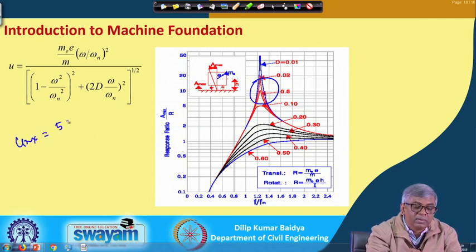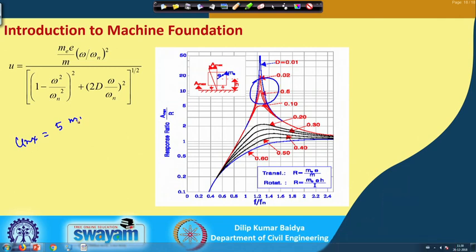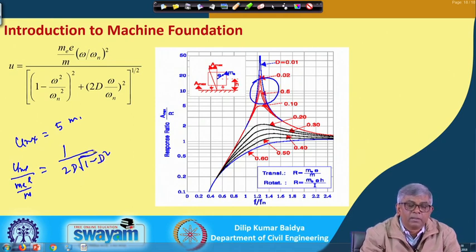U max is given as 5 millimeter. For this type of system, U max over m e over m will be equal to 1 over 2d under root 1 minus d square. This is the expression for maximum amplitude, and when the damping is not very large, this can also be written as under root 2 d.